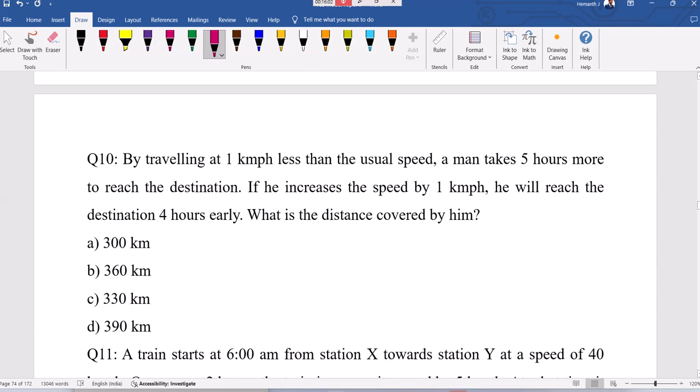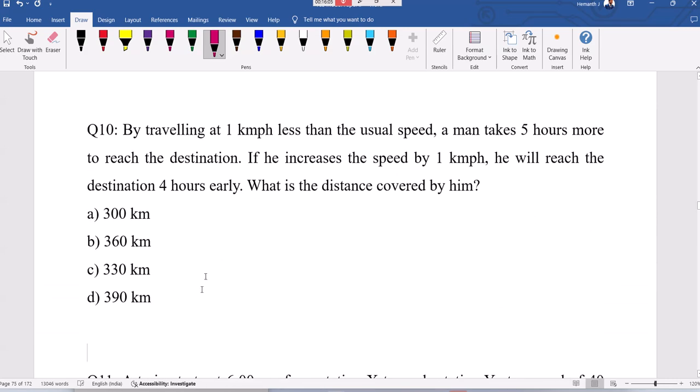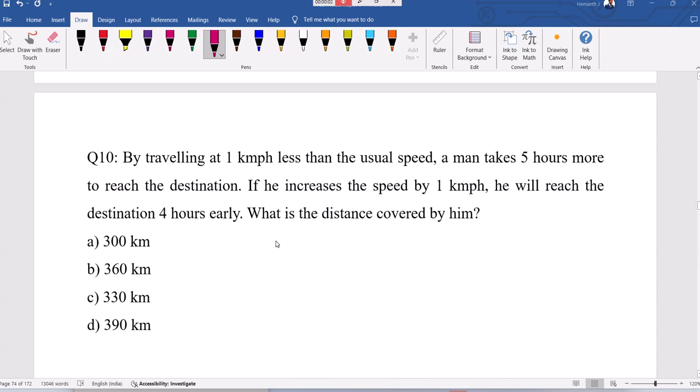Now see this 10th question. By traveling at 1 kilometer per hour less than the usual speed, a man takes 5 hours more to reach the destination. If he increases the speed by 1 kilometer per hour, he reaches the destination 4 hours early. What is the distance covered by him? So they're asking for distance.